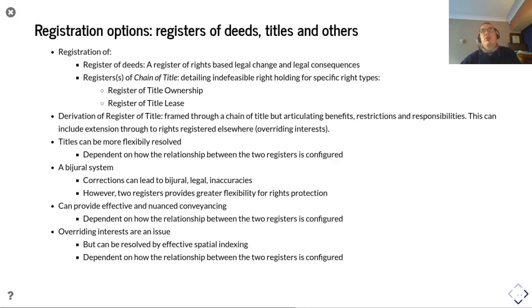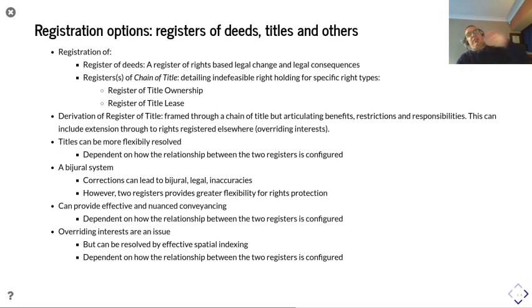However, we can do what Scotland has done, or variations thereof, where you have a register of deeds, a register of titles, and a register of other things. You can register your deeds, so a register of rights-based legal change and legal consequence, and then you can have a register of a chain of title detailing the indefeasible right holding for specific right types, and that will be a register of title ownership or a register of title lease. You're not dealing with the subordinate right representations in these registration processes.